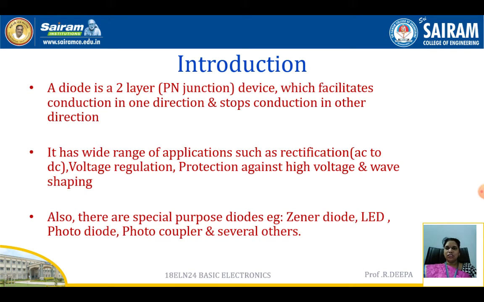So let us know what is a diode. A diode is a two-layer device which facilitates conduction in one direction and stops conduction in the other direction. And it has got various range of applications such as rectification, converting AC to DC, voltage regulation, protection against high voltage, and wave shaping. Also, we have various special purpose diodes available in the market, for example Zener diode, light emitting diode, LED, photodiode, photocoupler, and several others.